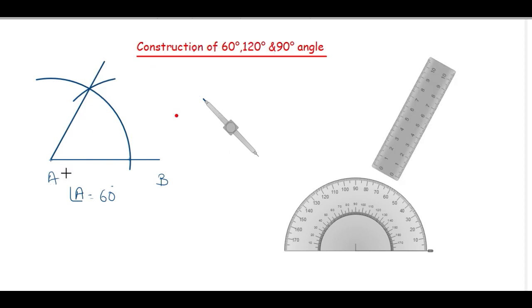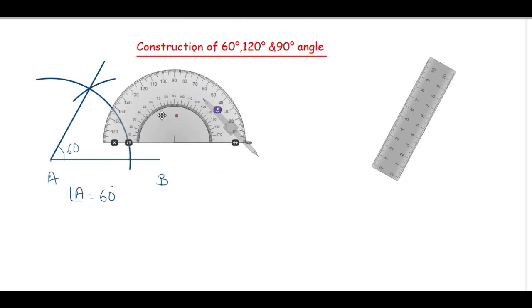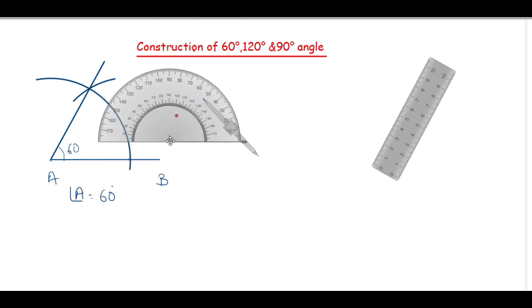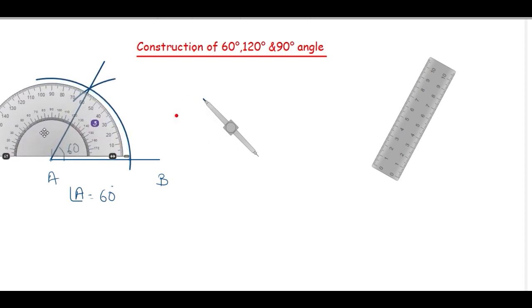How much will it be? 60 degrees. Let us check using our protractor. Let us place the protractor at the vertex. How do you measure an angle using a protractor? This center point should be placed at the point where you are going to check the angle.